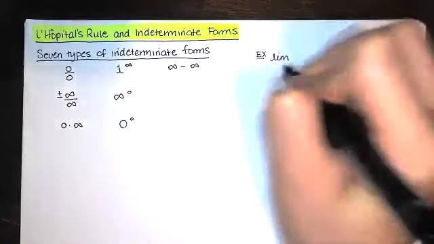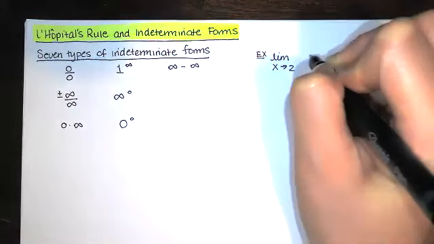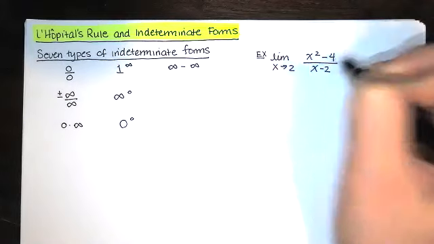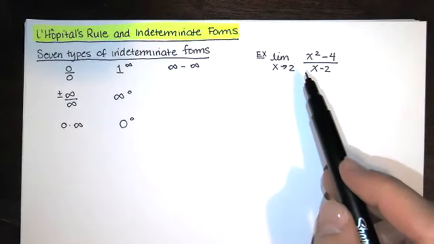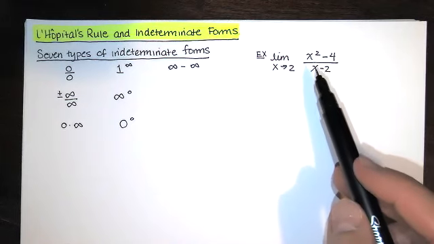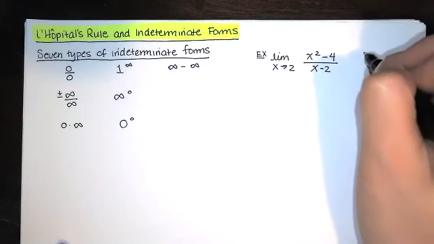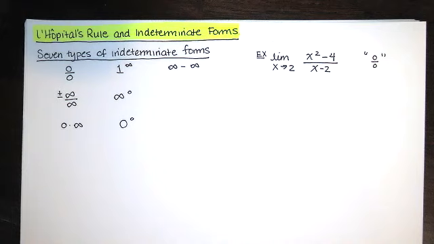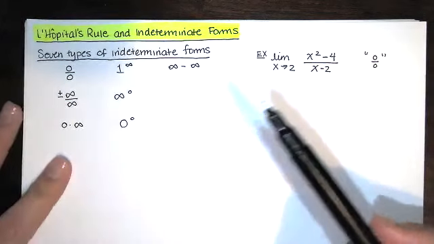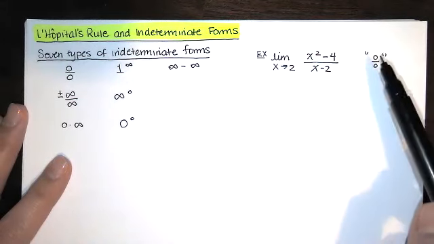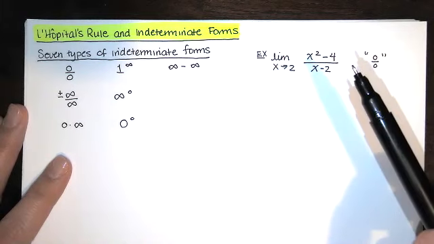Let's say we're taking the limit as x approaches 2 of x squared minus 4 over x minus 2. If I just substitute x equals 2 into this, I get 2 squared minus 4, which is 0, over 2 minus 2, which is 0. So that makes that a 0 over 0 indeterminate form. I put it in quotes because we can't really divide by 0. But we call this an indeterminate form because we're really not sure what the value of this limit is going to be if we get 0 over 0 when we substitute x equals 2.